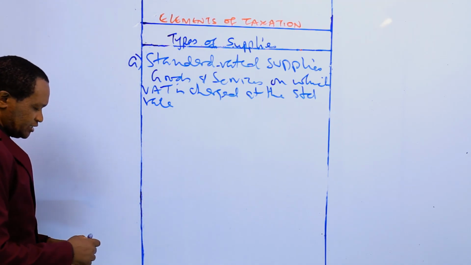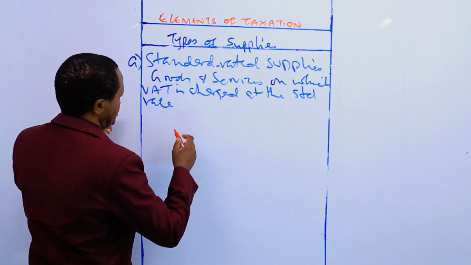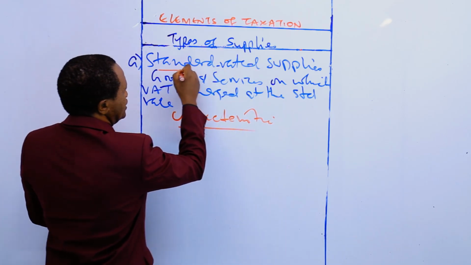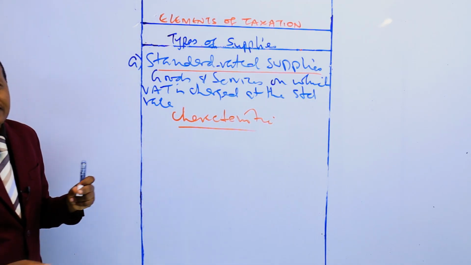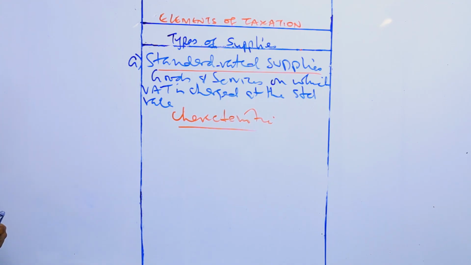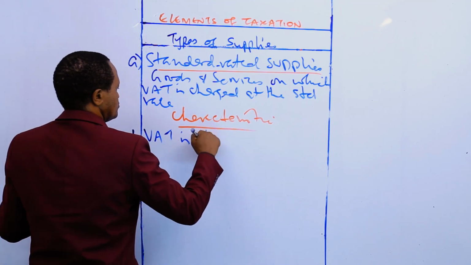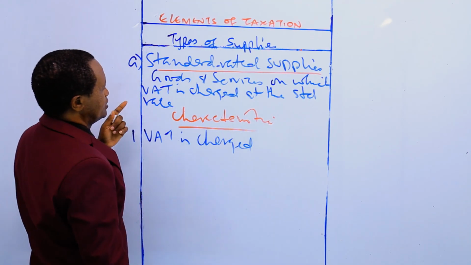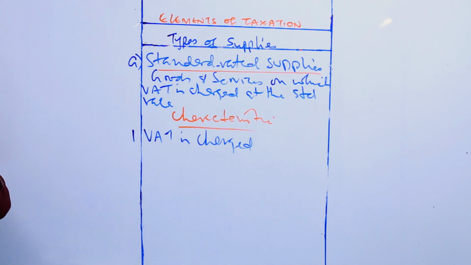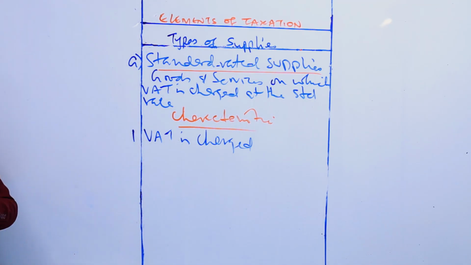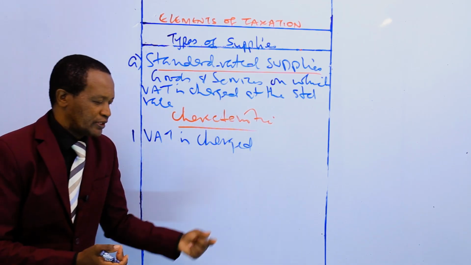Now, what are the characteristics of these supplies? This is the definition of standard rated supplies. What are the key characteristics? Number one, VAT is charged. These are supplies on which VAT is charged. The supplier must add 16% VAT to the price of the goods or services and then collect it from the customer.